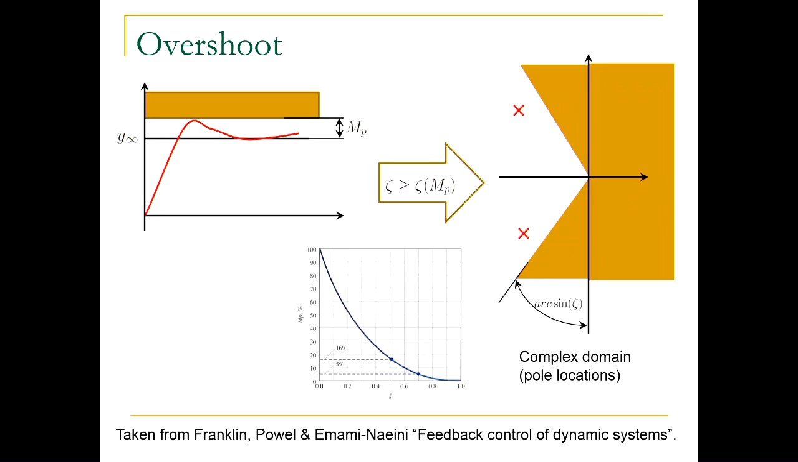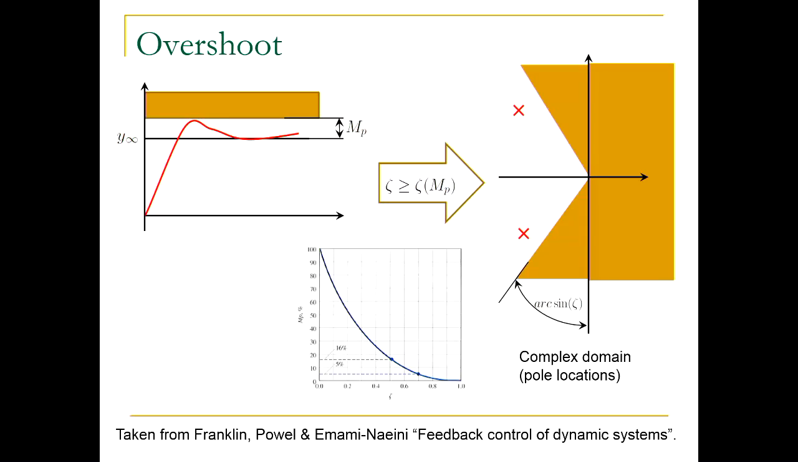Similarly, if you want to have a constraint on overshoot, that can be related to damping. Now, this relationship is possible to write explicitly, but it's messy. So it's easier to write it down as a diagram.